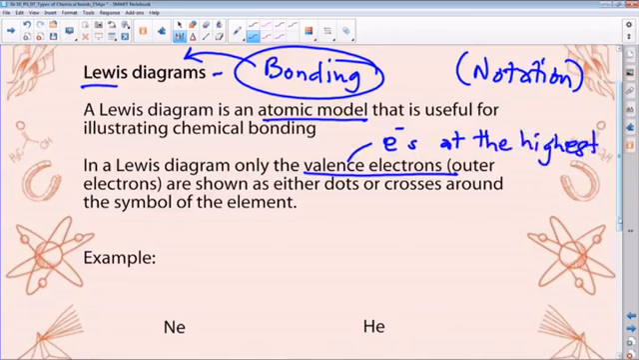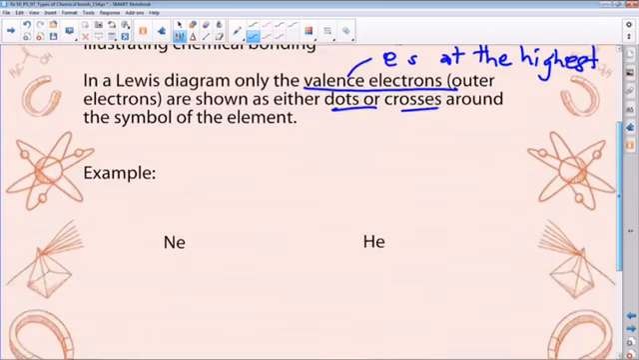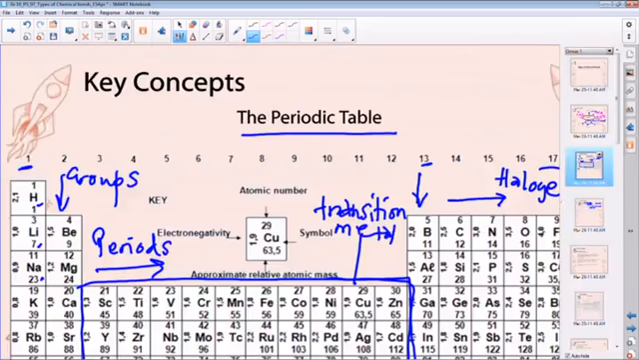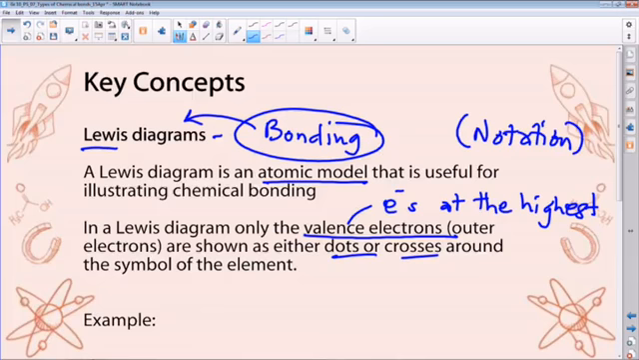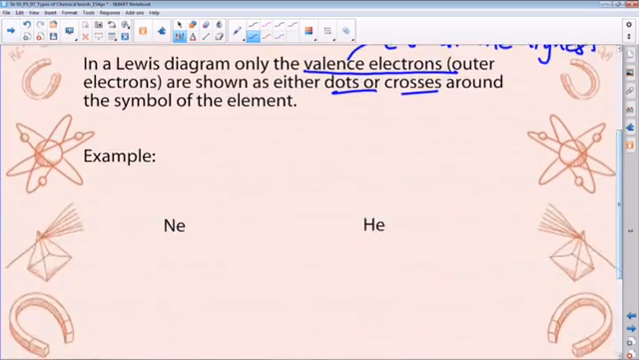So we use the dots and crosses. Let's take, for example, neon, right? If I can take you back a bit to your periodic table, let's look at neon quickly. There is neon, it's element number 10, so that's the atomic number, right? So neon has 10 electrons. So if we can use the spdf notation, because neon has 10, it says to us that the 1s has 2 electrons, 2s 2, 2p 6.